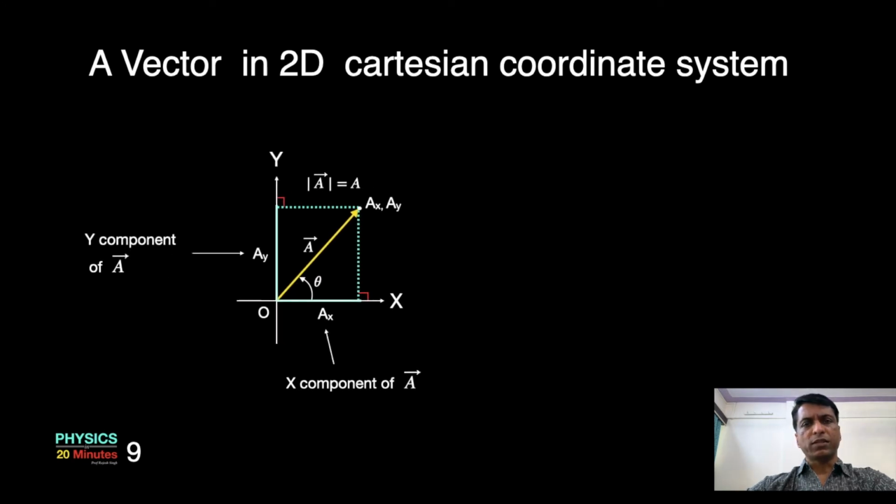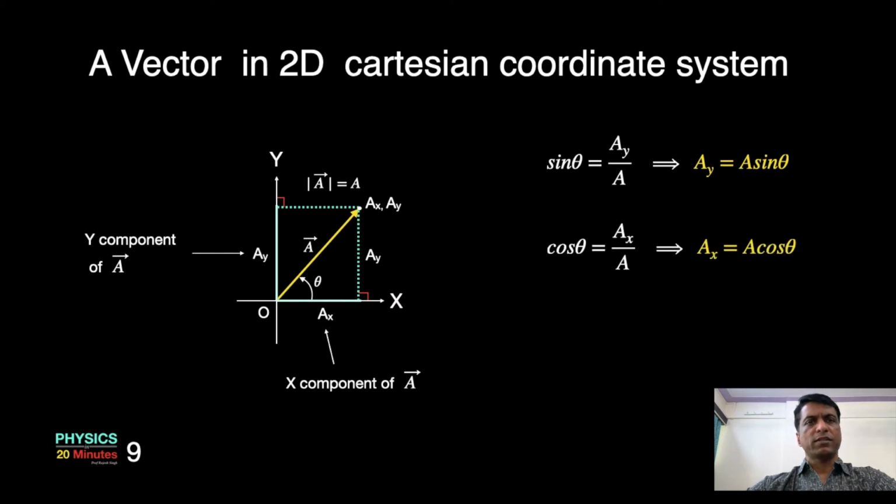Let's see how to represent A in terms of Ax and Ay. The side opposite to theta will be Ay. Therefore, sin theta can be written as side opposite upon hypotenuse, so it will be Ay upon A. After solving, you get Ay as A sin theta. Cos theta can be written as side adjacent upon hypotenuse. The side adjacent to theta is Ax. Therefore, cos theta is Ax upon A. That gives Ax as A cos theta.